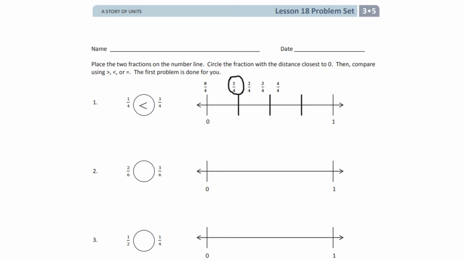So let's begin. As you see, number 1 has been started for us. We have 0 fourths, 1 fourth, 2 fourths, 3 fourths, 4 fourths. They're a little off, but you know 4 fourths would go here, 3 fourths here, and 2 fourths here. Then, as you can see, we circled 1 fourth because it said circle the fraction with the distance closest to 0. And then we see 1 fourth is less than 3 fourths because 3 fourths is already over here closer to the 1. Now you're going to try 2 and 3.